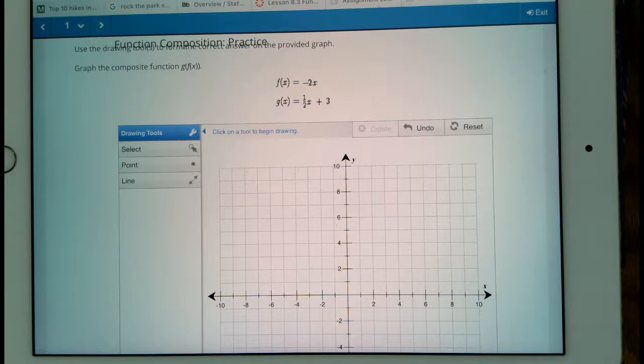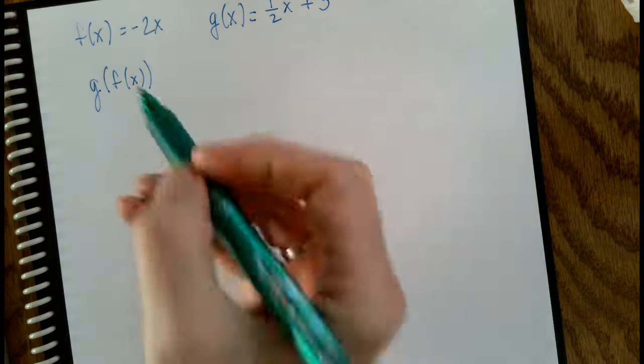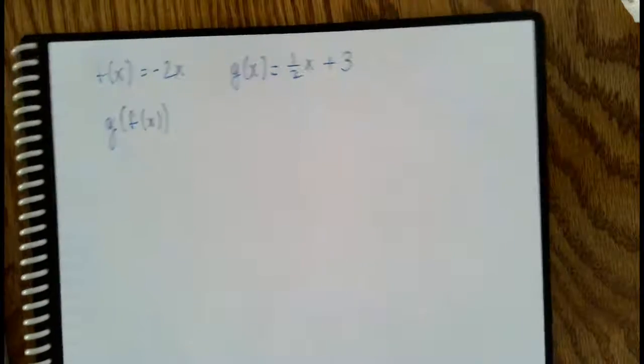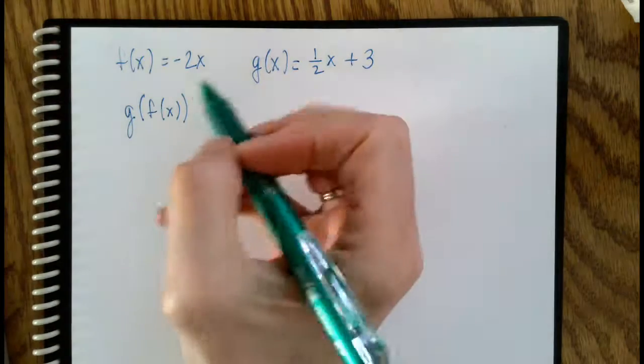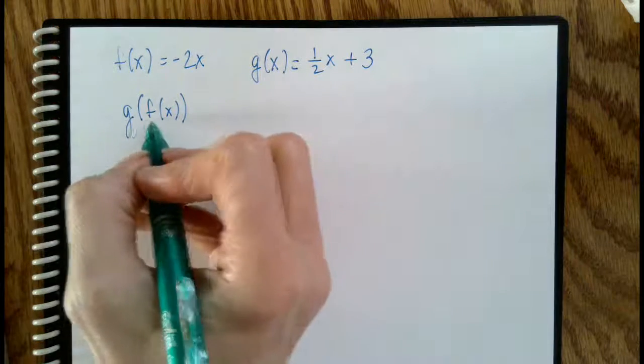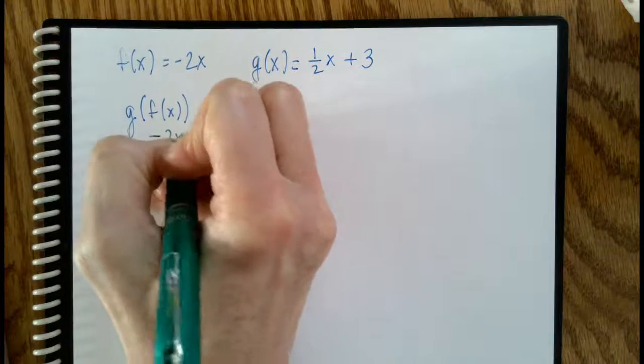So I'm going to flip over here to my paper. And what's going to happen, first of all, is we're going to take f of x and fill in what f of x equals. And it might be nice if you can see both of these. So what f of x equals is negative 2x. So instead of writing f of x, I'm going to write negative 2x.